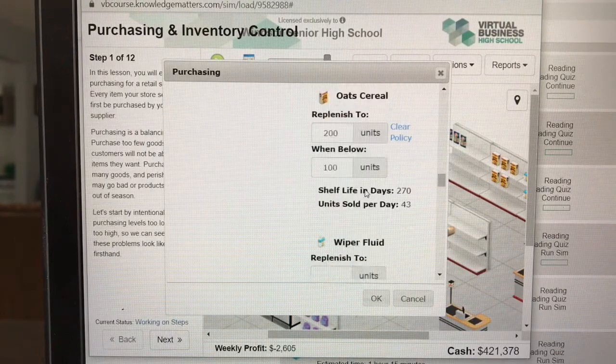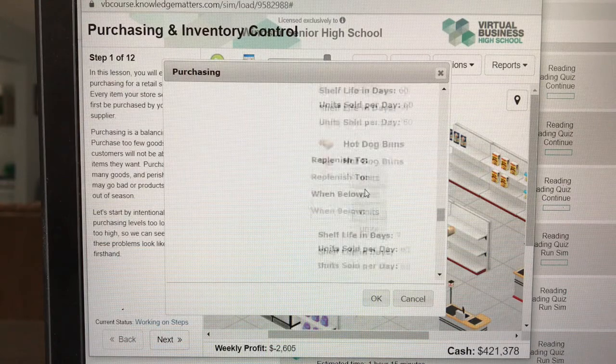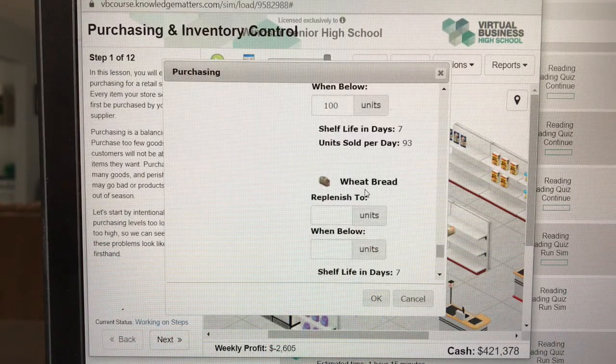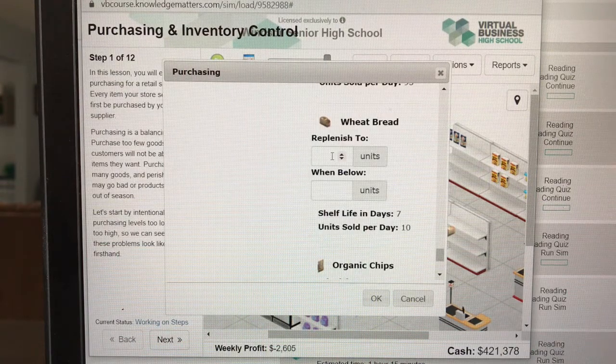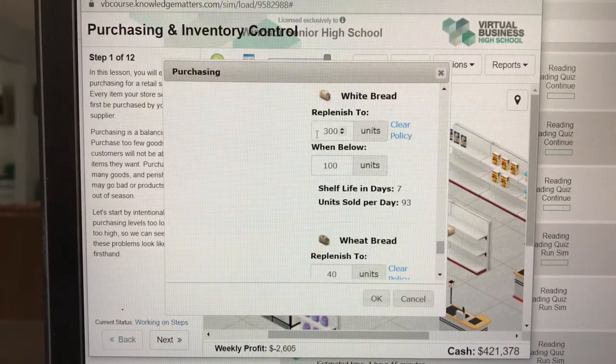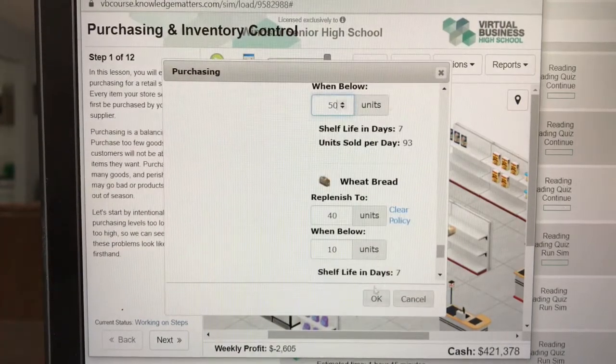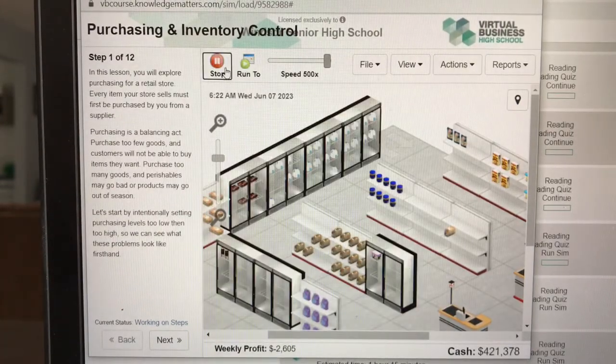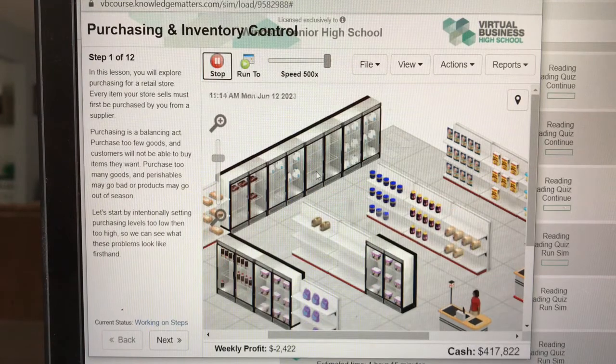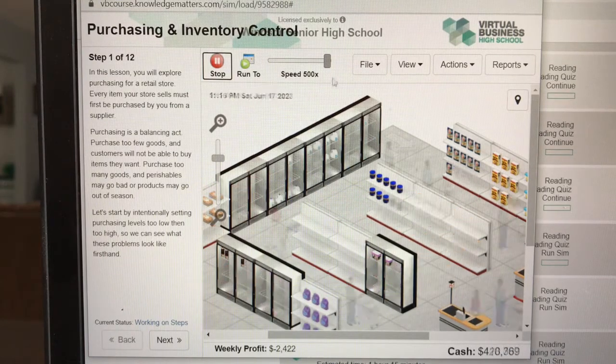And let's go to, we're not selling a lot of wheat bread apparently. Okay, we're only selling a small amount. So let's do 40 units. Okay, we don't really sell a lot of that. And then let's lower the bread too. Okay, 50 units. So we should see a decent amount of business get better after this.